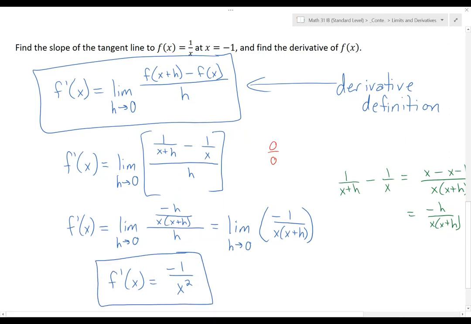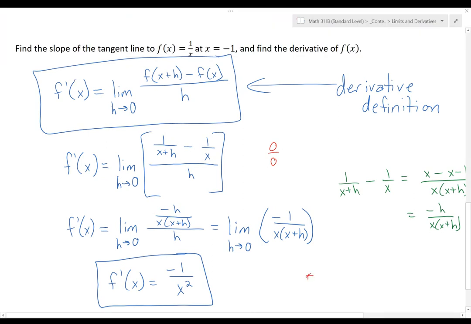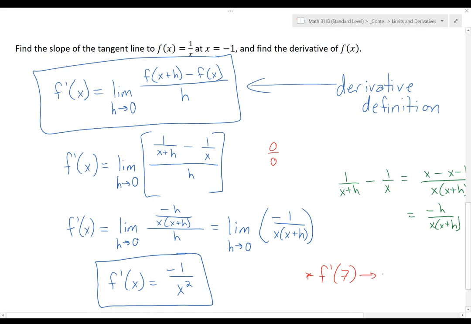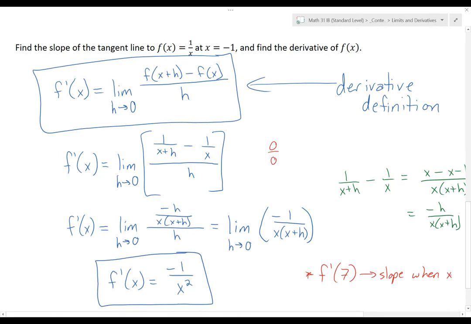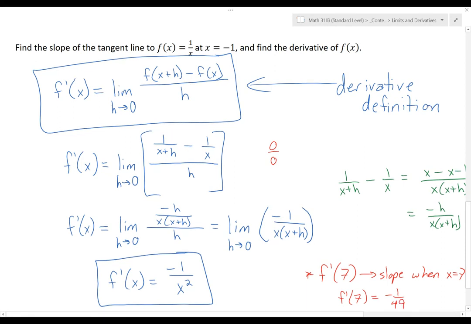If I now wanted to know what's the slope when x equals 7, I could simply plug 7 into this derivative. So something like this notation: if I see f prime at 7, this means the slope when x equals 7. And I can simply substitute it in here and say, when x equals 7, the slope would be negative 1 over 49. So that's the nice thing about getting a new function: I don't have to redo my limit stuff every single time.